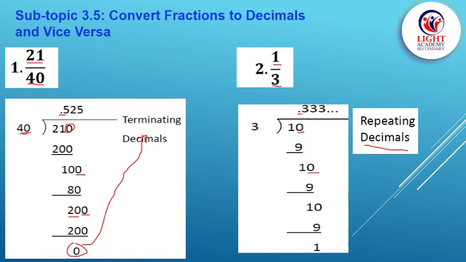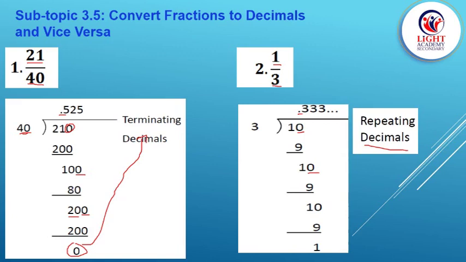3 times 3 is 9. When you subtract it, 1 remains. Again 1 is not divisible by 3, so we put one more 0 to increase the worth. Again 3 times 3 is 9, and when you subtract it, it gives you 1. So it goes like that. It is going on infinitely, you cannot get the last number as a 0. 0.33333, it will go like that.